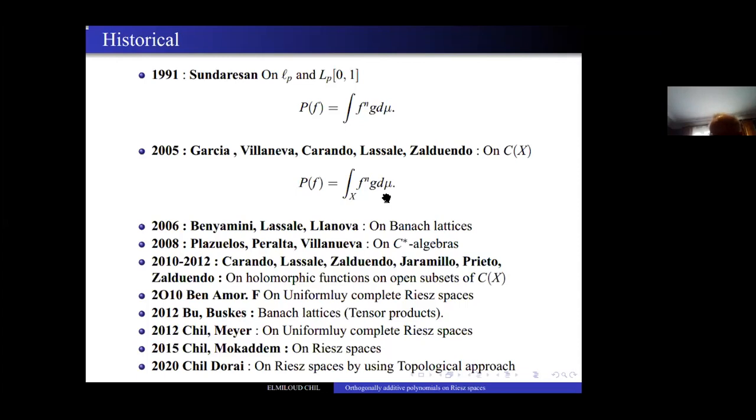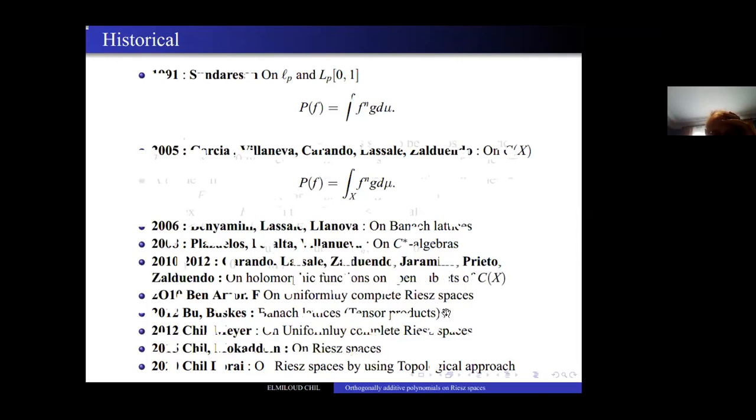And recently, this result is not on Riesz spaces, not necessarily uniformly complete Riesz spaces. And after that, we generalized the same result by using a topological approach. Because in 2015, our approach was with an additional separation condition on the codomains. And recently, we can remove this condition and we give the result in the general case of Riesz spaces.